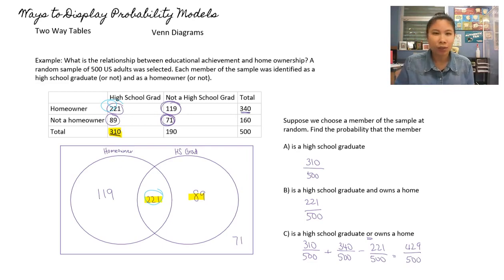And if you think about this just in terms of logic, if you're okay with finding a person who is a high school graduate or owns a home and you don't care which one they have, if you look at a two-way table, that's basically anyone who is not neither thing. So if we added up these three together, we would end up with the 429. Or if we looked at the Venn diagram, these three together, the 119, the 221, and the 89, you would get the 429 out of 500.